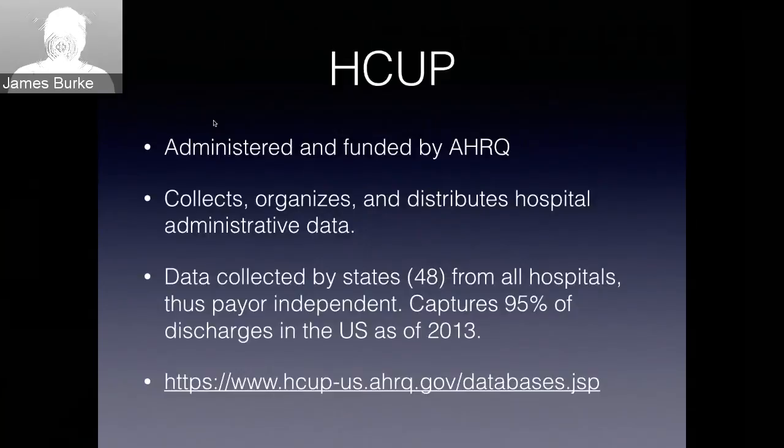Then all that data goes to HCUP, who cleans it up, plays around with it, and then redistributes it. That's really the bulk of what they do: they take all of that different data and put it together in different packages, and you can pick up a different package based on what type of analysis you want to do. Currently they've got nearly perfect penetration. They've got 48 states from all hospitals, and thus payer independent. And they've said as of 2013, they had 95% of all discharges in the United States. So right now, they've got nearly everything if you're in a hospital in the United States.